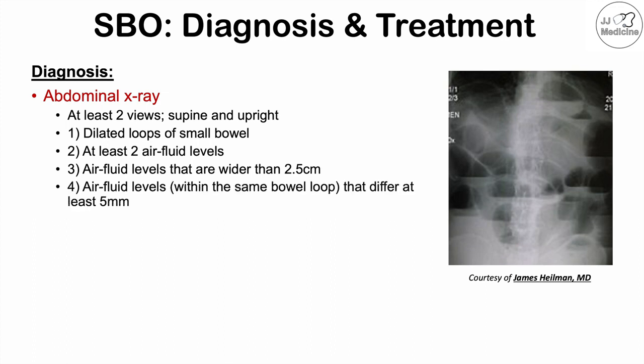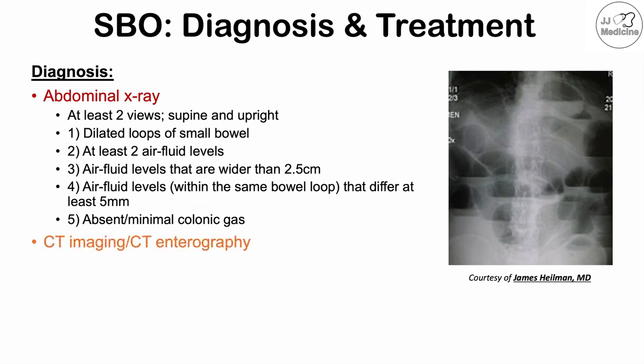And then air fluid levels within the same bowel loop that differ at least 5 millimeters. So these are significant radiographic findings on an abdominal x-ray for a small bowel obstruction. And then we can also see absent or minimal colonic gas. So when they look at the large intestine, if there's very little gas in the colon, that is also another finding. CT imaging or CT enterography can also be used.